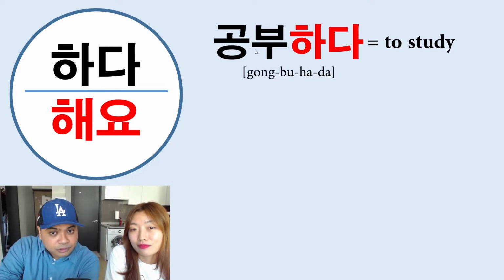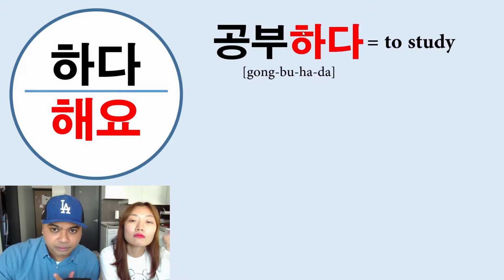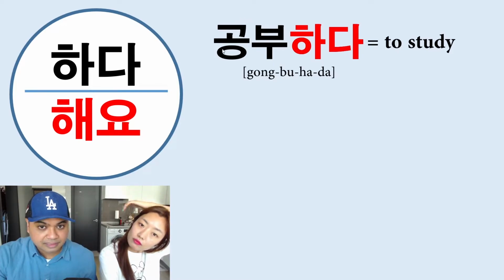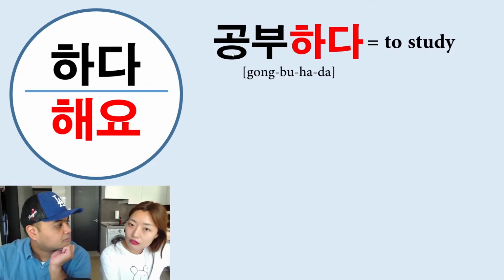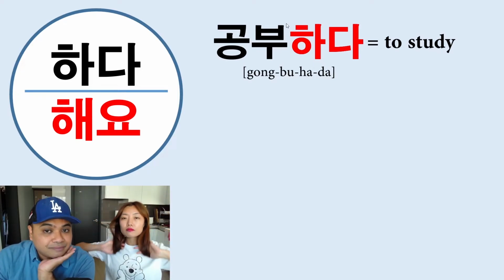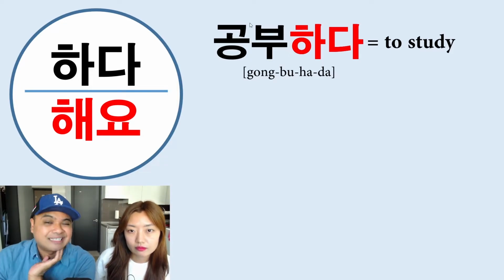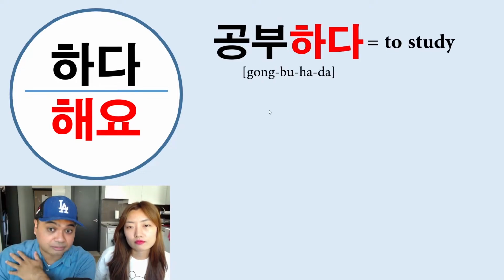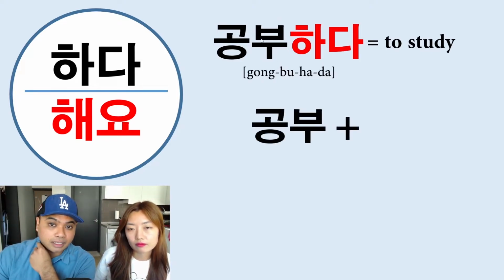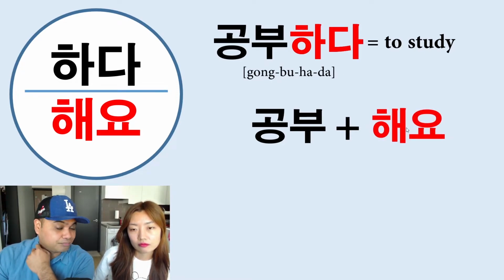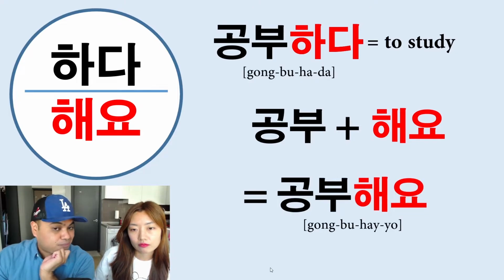What is gongbu? Study. And hada is? Do. So whenever you have a hada verb, this part right here is like the noun. So just know that when there's a hada attached, you can safely assume the part before it is a noun. So gongbu means study, hada means do. So to study, what we've got to do is take out the hada, add heyo, and then it turns into gongbu heyo.